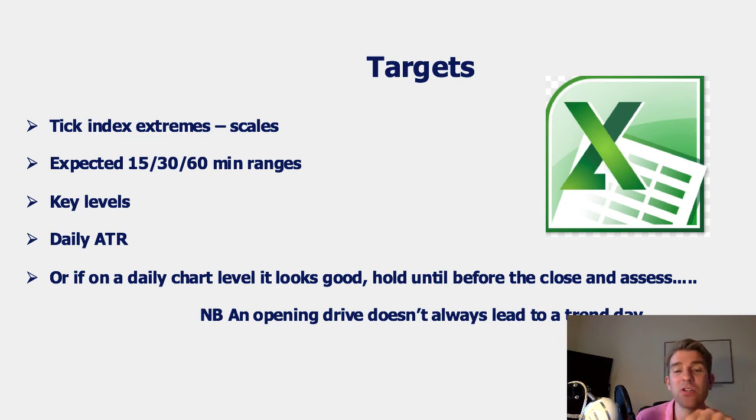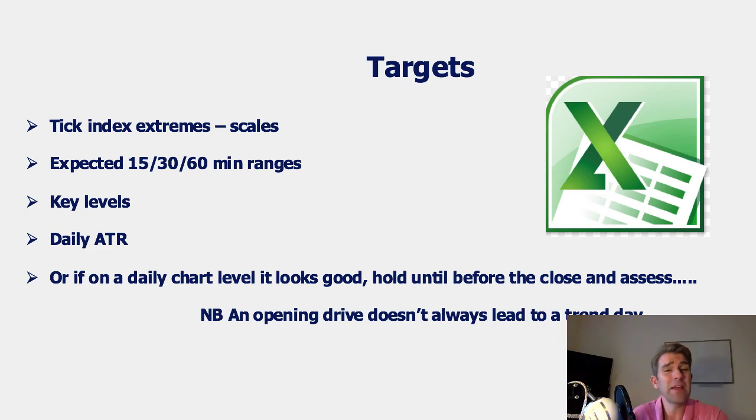So looking at the expected ranges for this, and generally speaking, key levels as well. Are we coming to a massive resistance level from multiple days ago? Want to be cautious of that. Need to be careful that we're not chasing something that's already stretched and coming up to resistance. Daily average true range, bearing in mind that if we're trading this on the first hour, generally the first hour is a really heavy trend day, will give us a big range, so we don't want to be going too far over the average daily range.